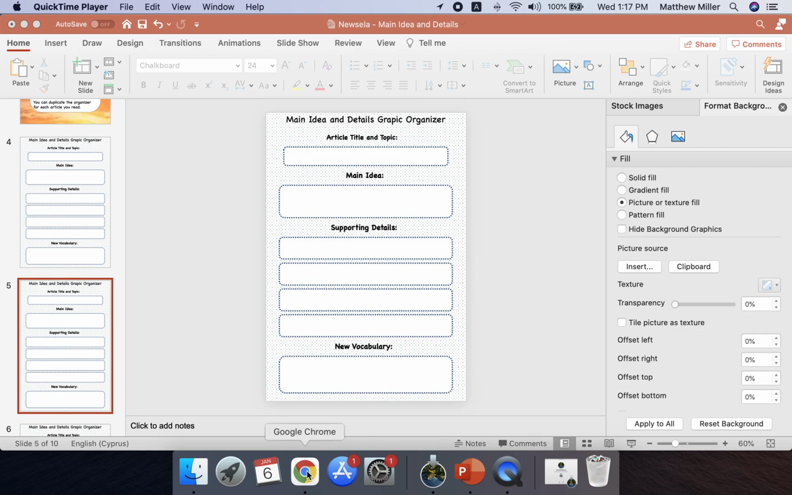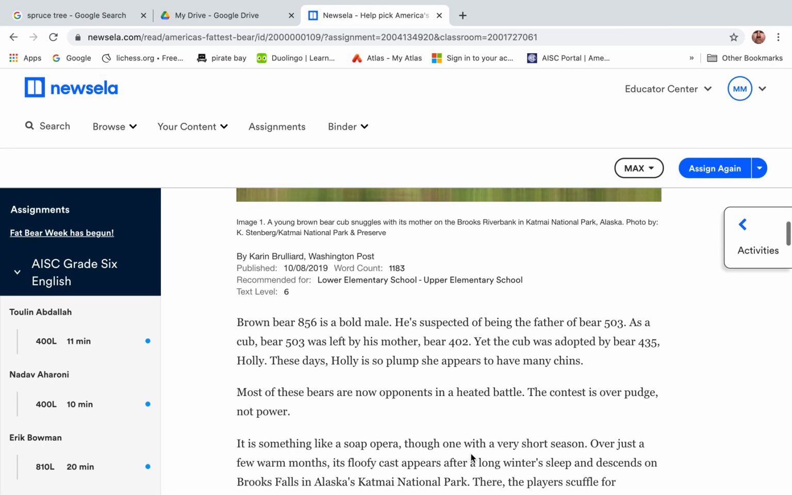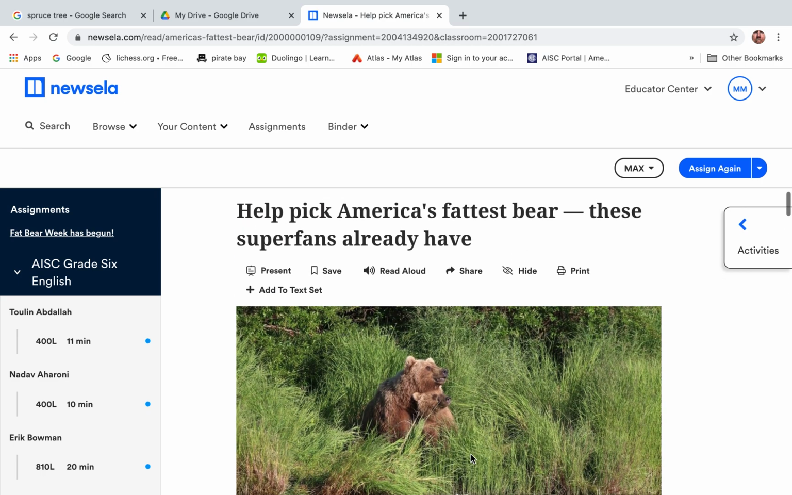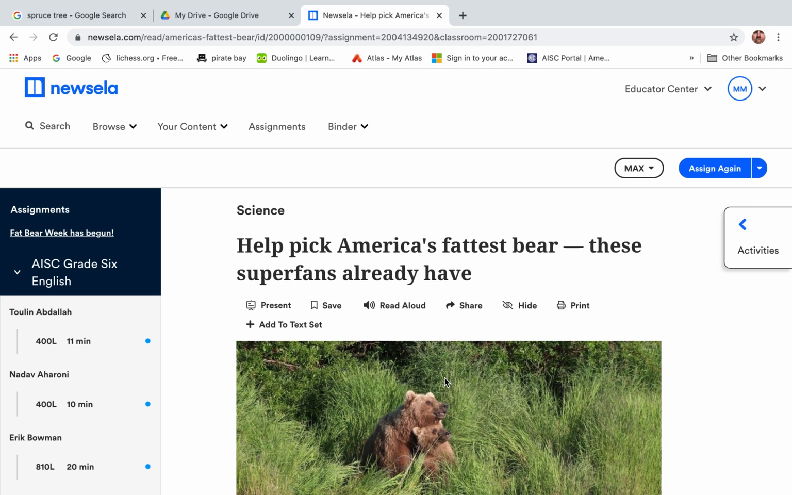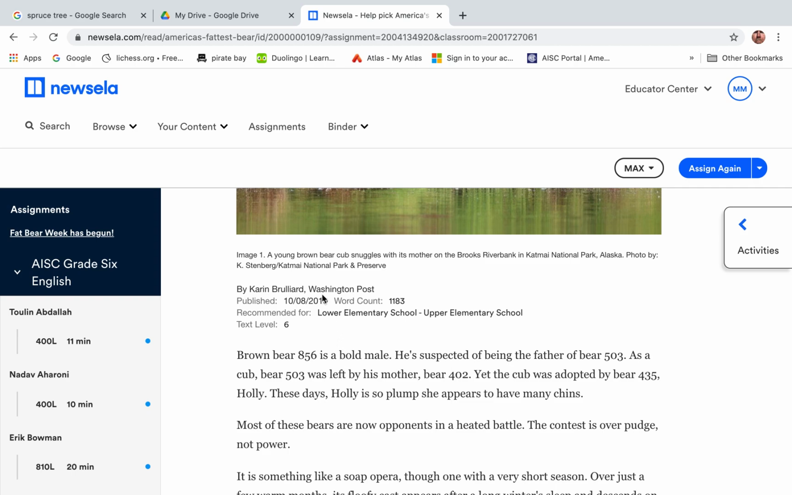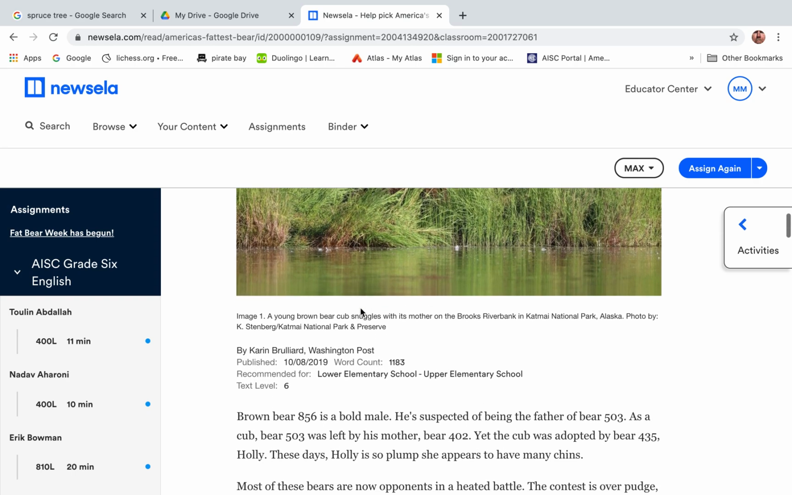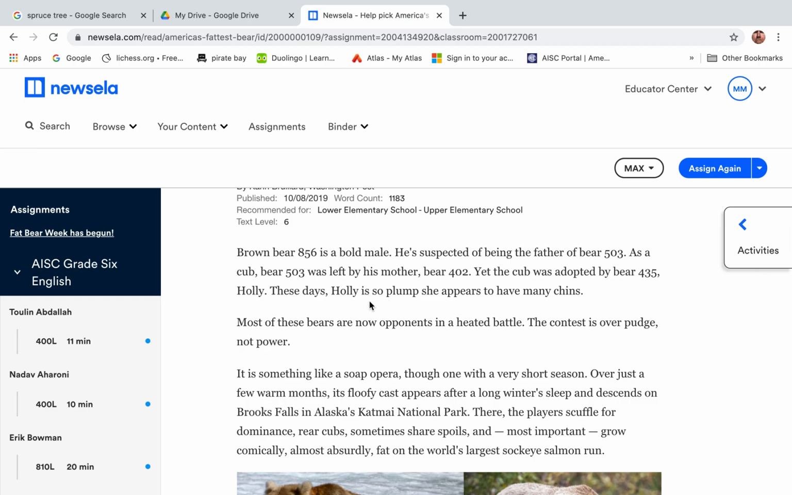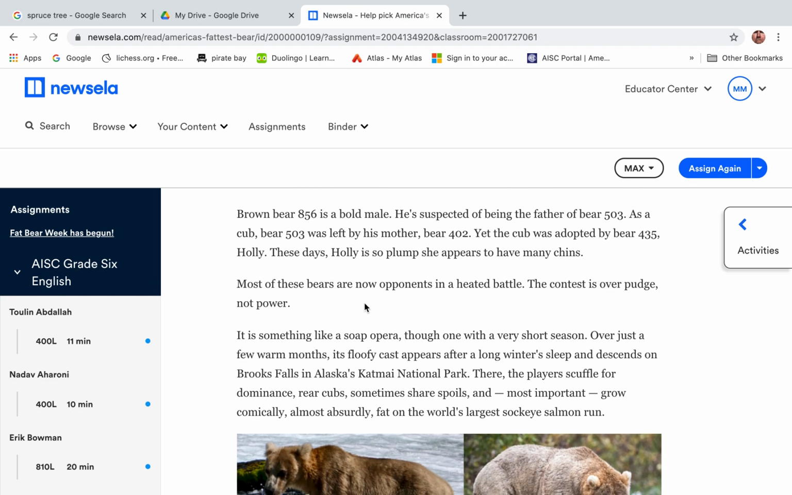Anyway, so let's go back here. We talked about this last time. So I'm going to read through this. Help pick the fattest bear. These superfans already have. Oh, so I got the title. And let's see here, I'm going to read on just a little bit. This is a brown bear cub struggles with his mother. Brown bear suspected of being the father of 503. These days, Holly's so plump. Most of these bears are now opponents in a heated battle, though. The contest is over pudge, not power.